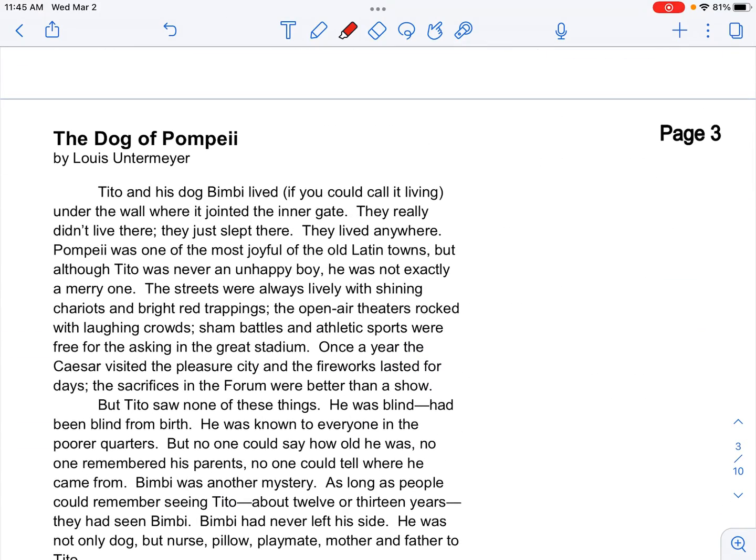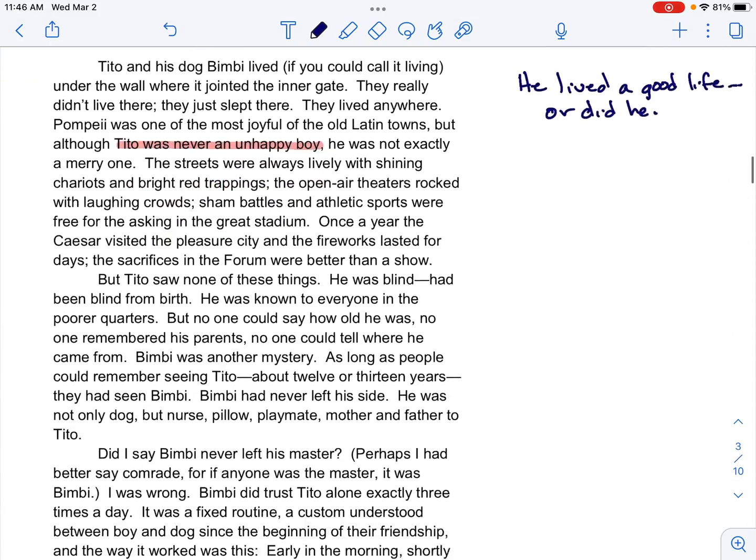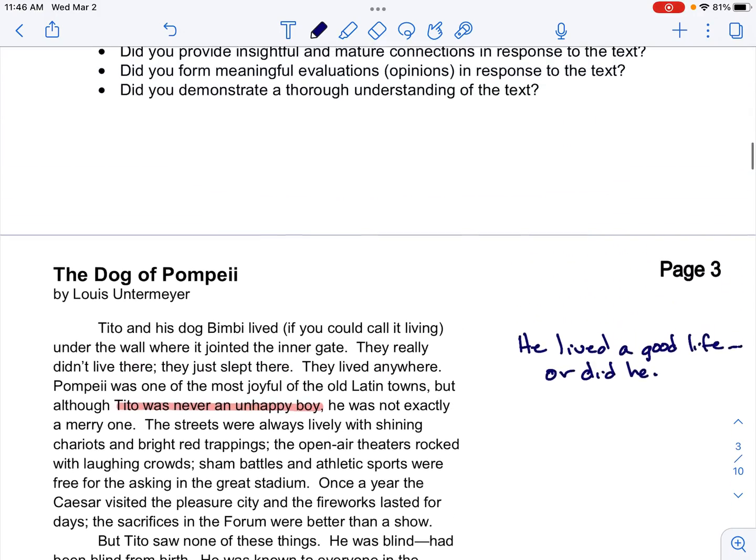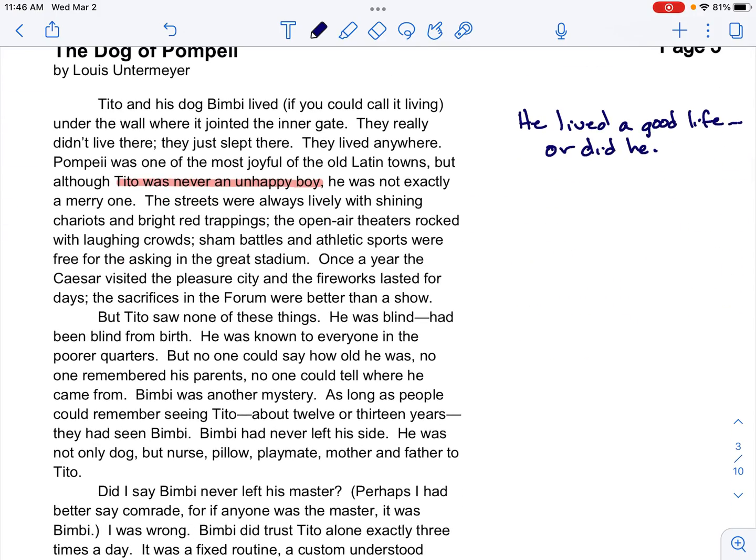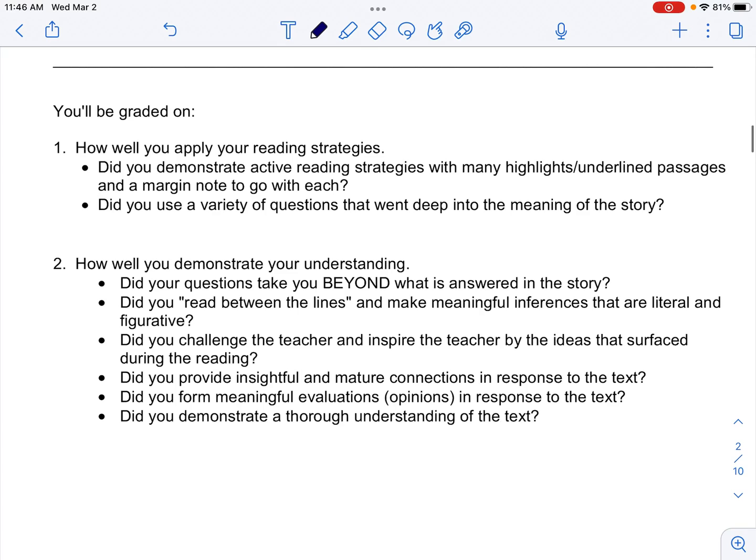So as I'm reading this, Tito was never unhappy, okay? He lived, you get the idea, right? He lived a good life. Or did he? Okay, just an example, right? Now, that's not what you necessarily have to write there, but that's the purpose of the story being on the left and the blank on the right, so you can write notes as you go.